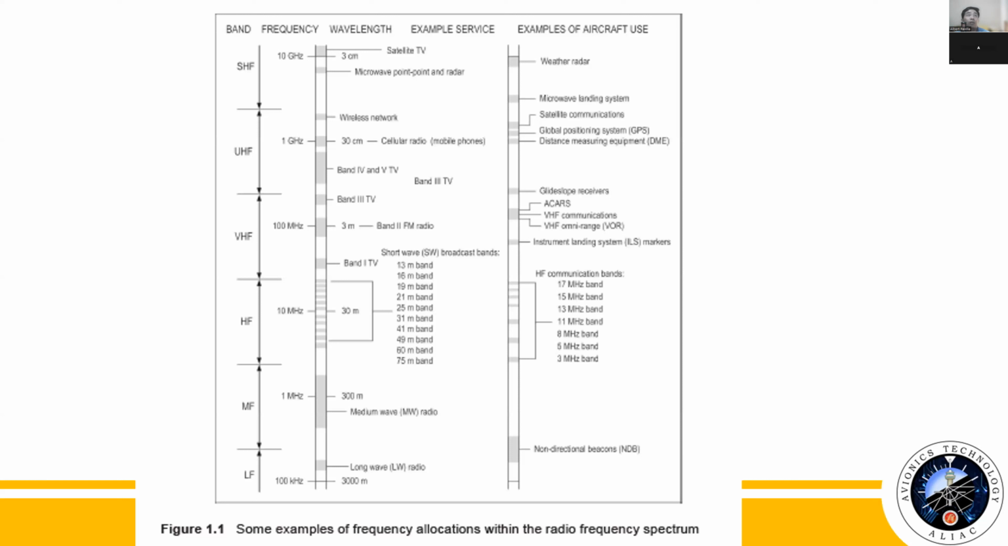They're using 100 megahertz, band 2, FM radio. Examples are the instrument landing system, VHF omnidirectional range, VHF communication, and ACARS. Between VHF and UHF, there is the glide slope receiver. Higher than that, 1 gigahertz and up, there are DME, global positioning system, satellite communication, and microwave. Then the highest is the weather radar.